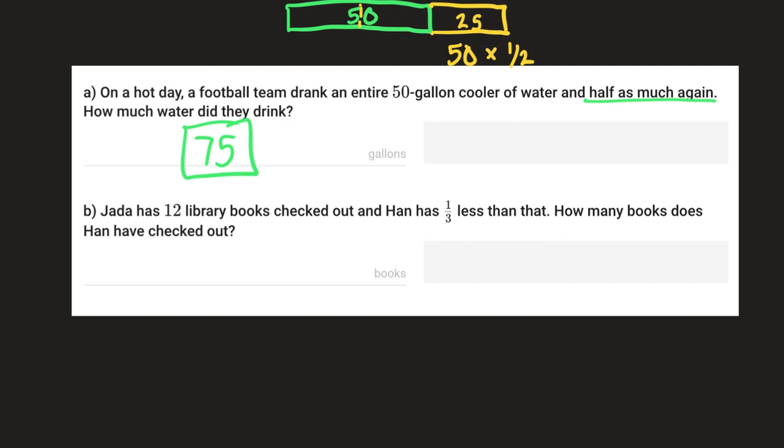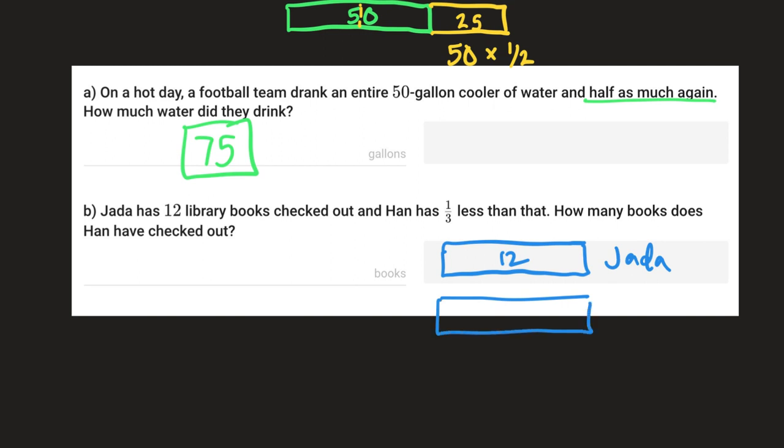All right, this next problem says Jada has 12 library books. So here's our 12 library books. Okay, Han has 1/3 less than that. How many books does Han have? So if here's Jada and she's 12, Han is going to break that up into thirds because he has 1/3 less. So we are going to take 1/3 less of the 12.